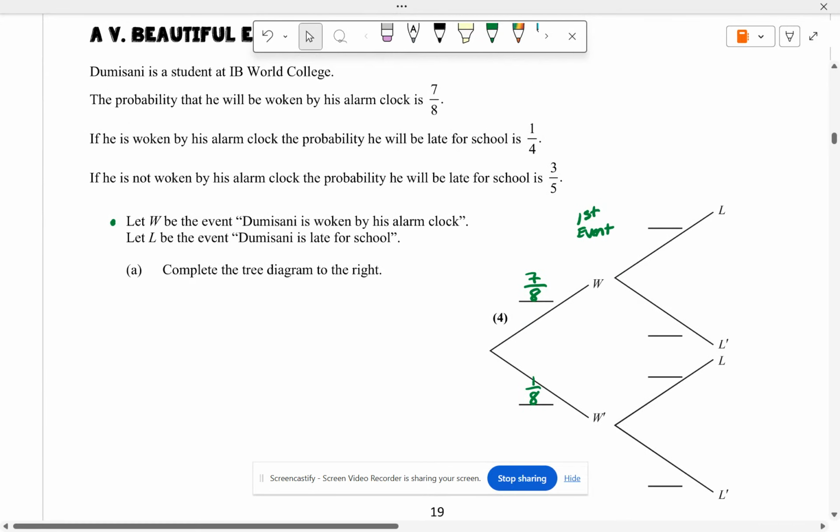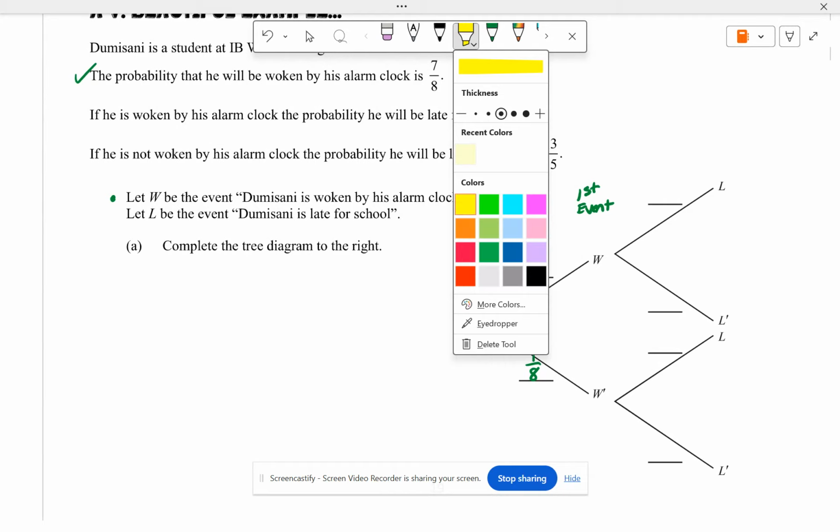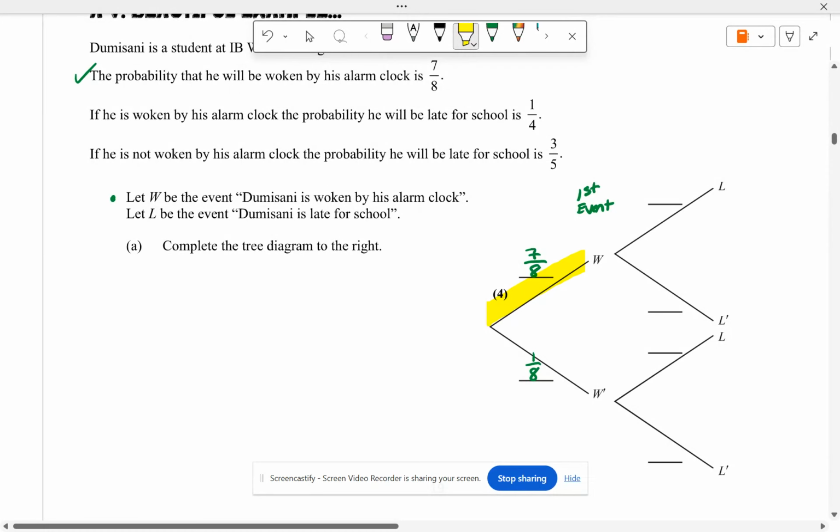Okay, first clue, done. If he is woken up by his alarm clock, think about what that if means, right? That if means that we are tracing along this specific branch, right? If he is woken up by his alarm clock, this is kind of getting into the territory of a given, right? If this happens first, now we are examining the probability that he will be late for school. Okay, so the probability that they are giving us right now, that 1/4, is going to go on this line right here. Do you see how that kind of works? The audience is really quiet today. All right, that one is done.